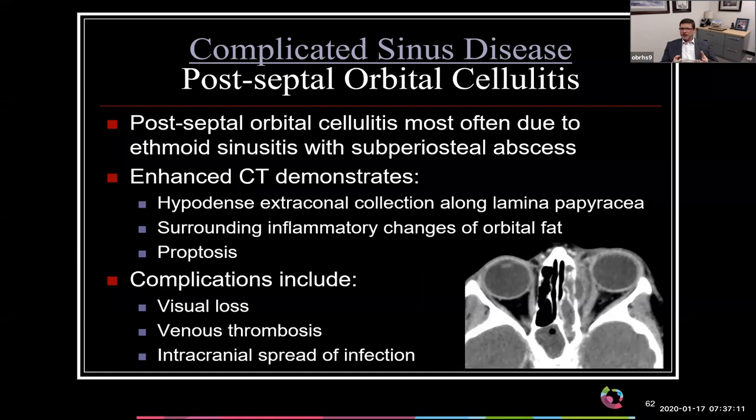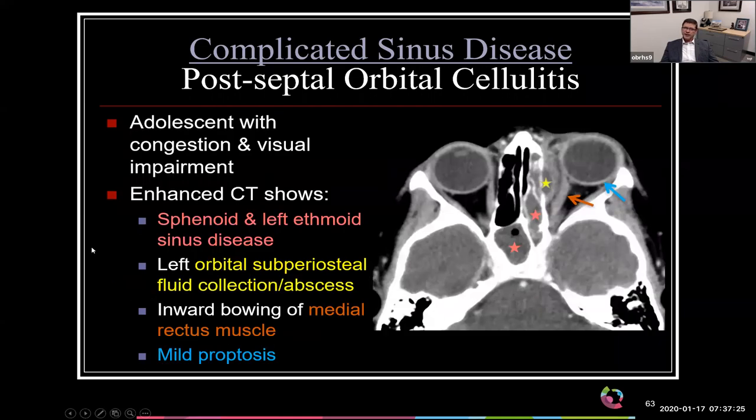And because of the increase in the intraorbital pressure with a space-occupying abscess, patients will present with proptosis. This needs to be treated pretty urgently because you don't want it to progress to visual loss or even intracranial spread. So here's an example case of an adolescent that had congestion and then presented with acute onset of visual impairment. And here we can see opacification of the sphenoid and left ethmoid sinuses. You have bony demineralization of the lamina papyracea. Here is your subperiosteal abscess, surrounding inflammatory changes, lateral deviation and thickening of the medial rectus muscle, and associated proptosis.